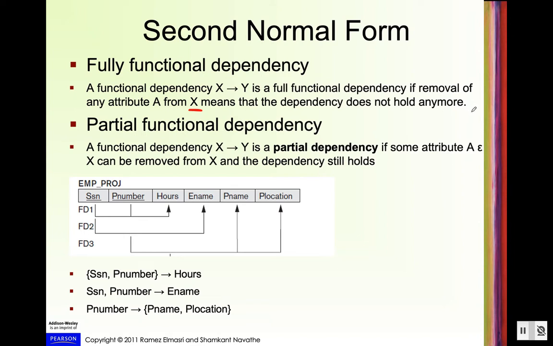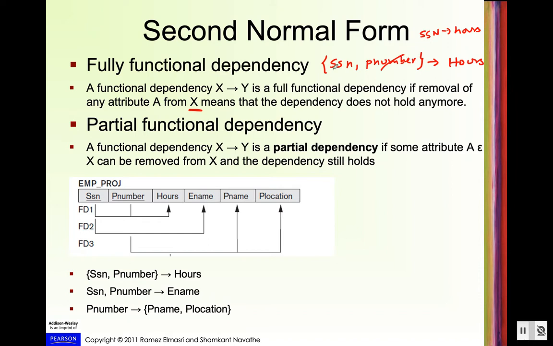For example, let's say we have a functional dependency, say P number, SSN to hours. Now if we delete the attribute P number, in that case SSN to hours, that functional dependency doesn't hold anymore. It means for the same SSN value, hours can be different.